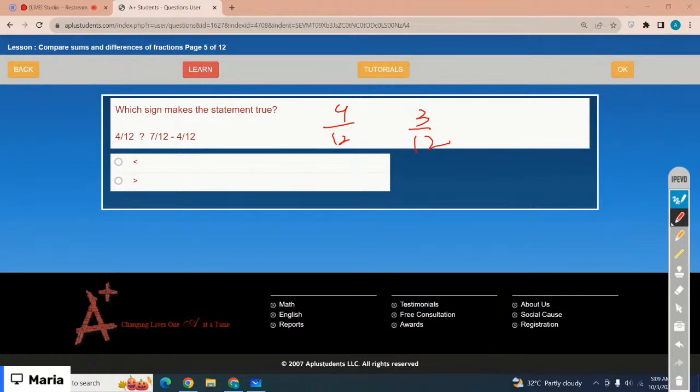Please stop, guys. You are not here for Messi and Ronaldo. Please focus on the lesson we are working on.